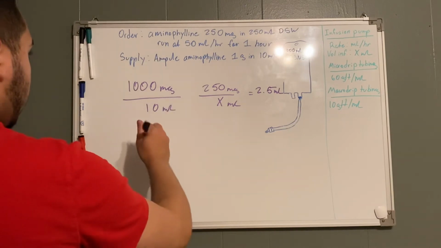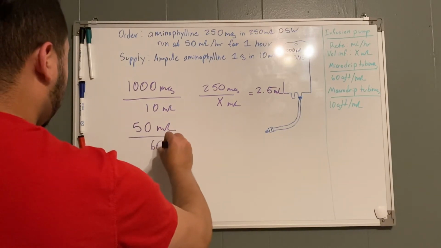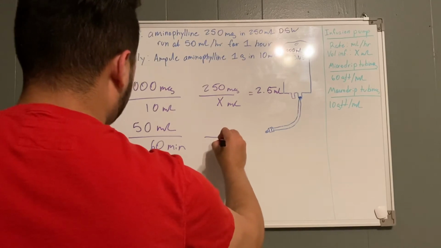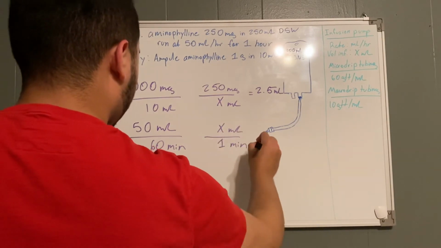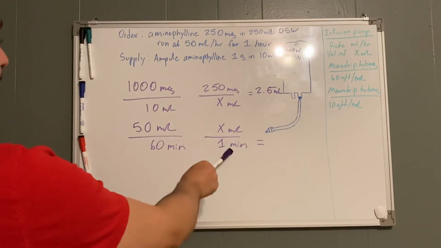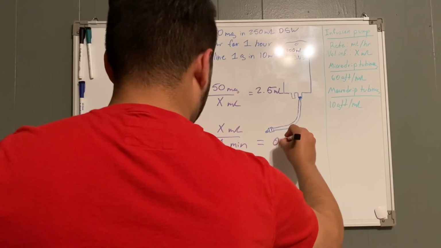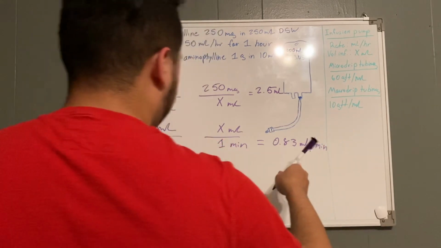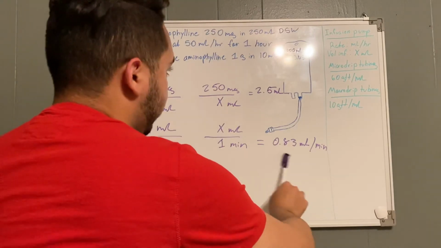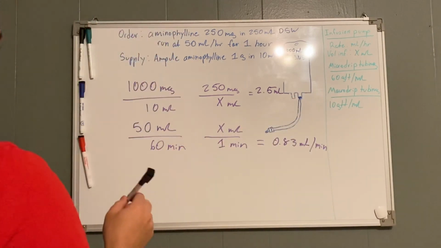So we want to figure out how many milliliters we are infusing per minute. Go ahead and solve. Multiply 50 times 1 and divide the answer by 60. Get about 0.83 milliliters per minute. Now, because it's less than 1 milliliter per minute, we're gonna go ahead and go with micro drip tubing and see what we get.